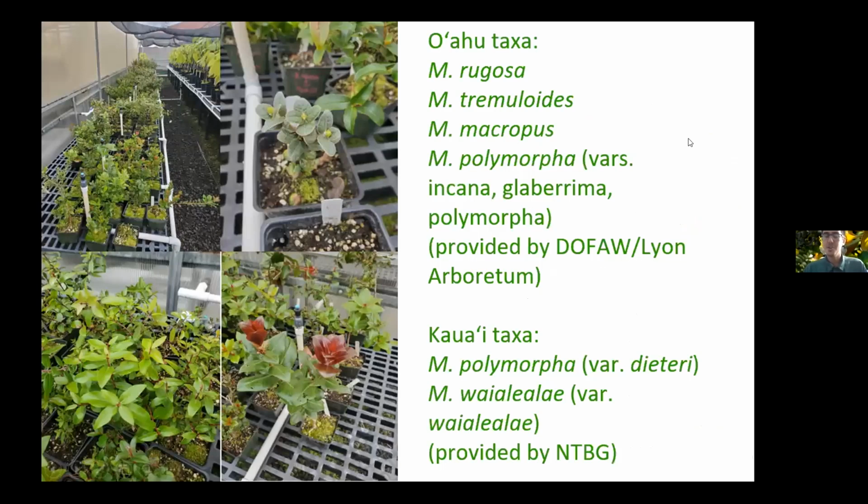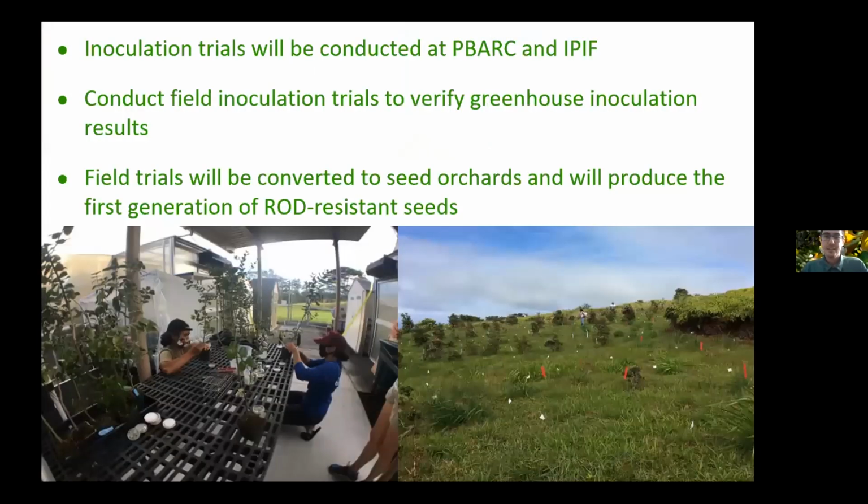And currently we're holding off for now on really expanding into that area of research, but we do have some growing currently, and some of the taxa that we are growing are Metrosideros rugosa, tremuloides, micropus, waialeale, and various M. polymorpha varieties from Oahu and Kauai. And so those are just some of the ways that we're producing or collecting the material for the program to begin screening. But from that point on, it gets into the actual screening part.